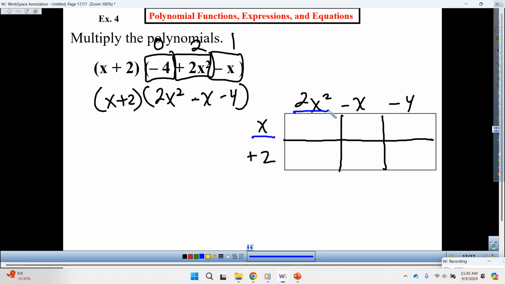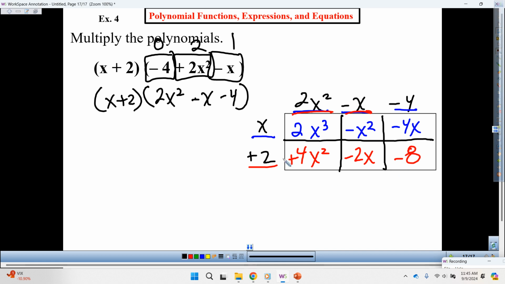X times 2x squared, so that is 2x to the third. X times negative x, that's negative x squared. X times negative 4, that's negative 4x. Then we got 2 times 2x squared, that's 4x squared. 2 times negative x, that's negative 2x. And 2 times negative 4, that's negative 8.